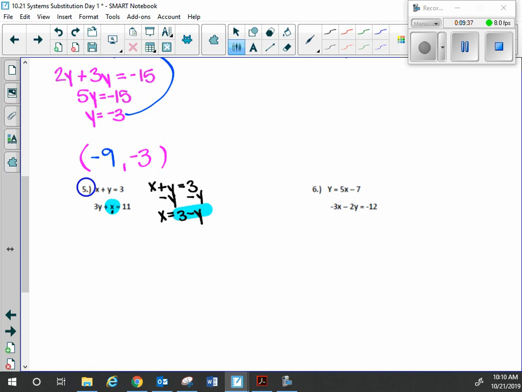So now x is 3 minus y. Is anything going to distribute into that? No, so I could put parentheses, but do I really need them? No. So 3y plus 3y equals 3 minus y. Ooh, hard for me to even see my own handwriting. Okay, so combine your like terms. 2y plus 3 equals 11.